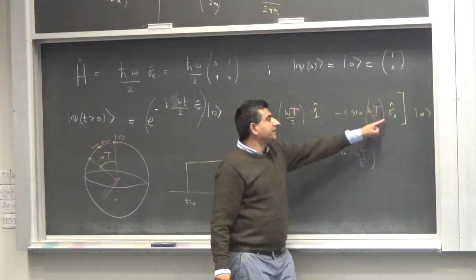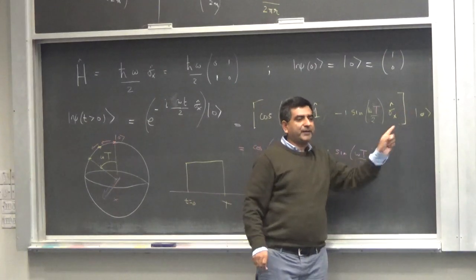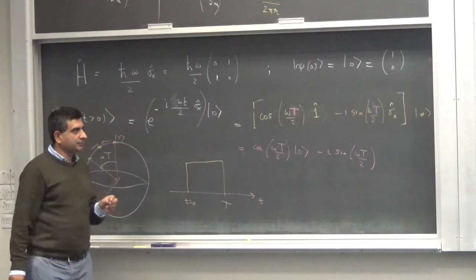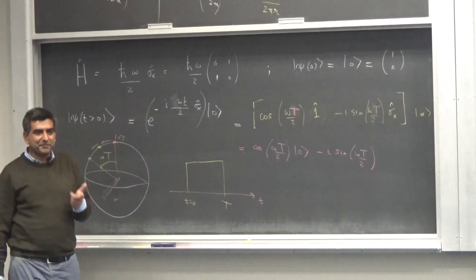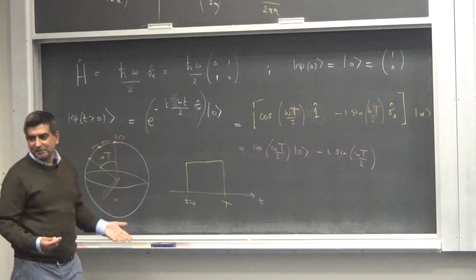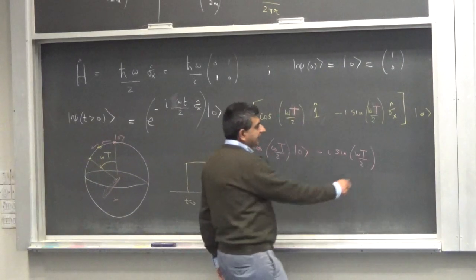What happens when sigma x, the Pauli operator sigma x, acts on ket 0? What result do you get? Ket 1, because sigma x really is a NOT gate. If you work it out, it's a NOT gate. So this is ket 1.